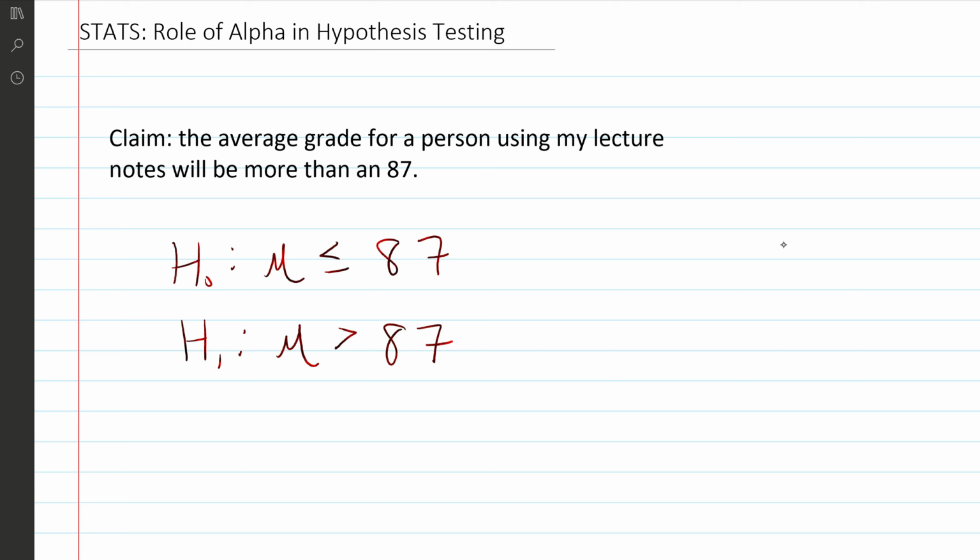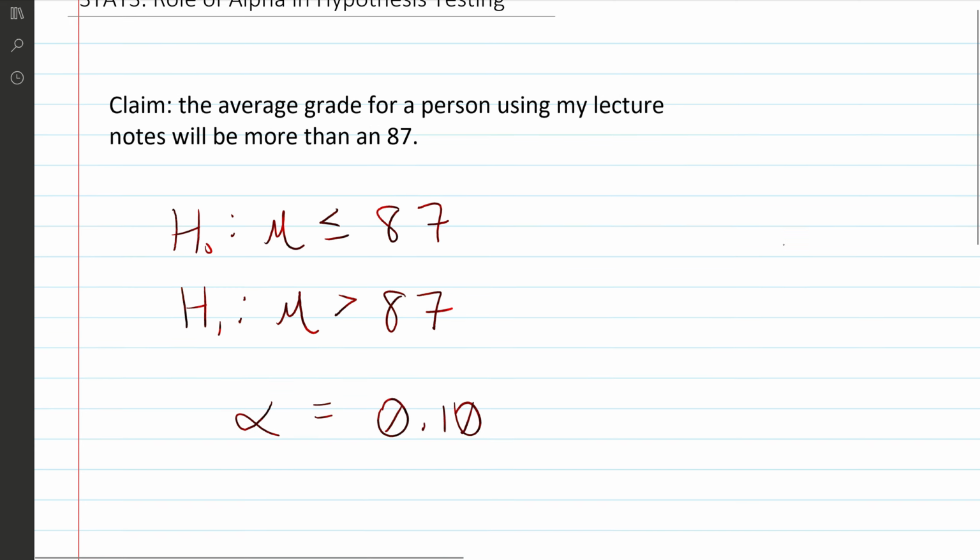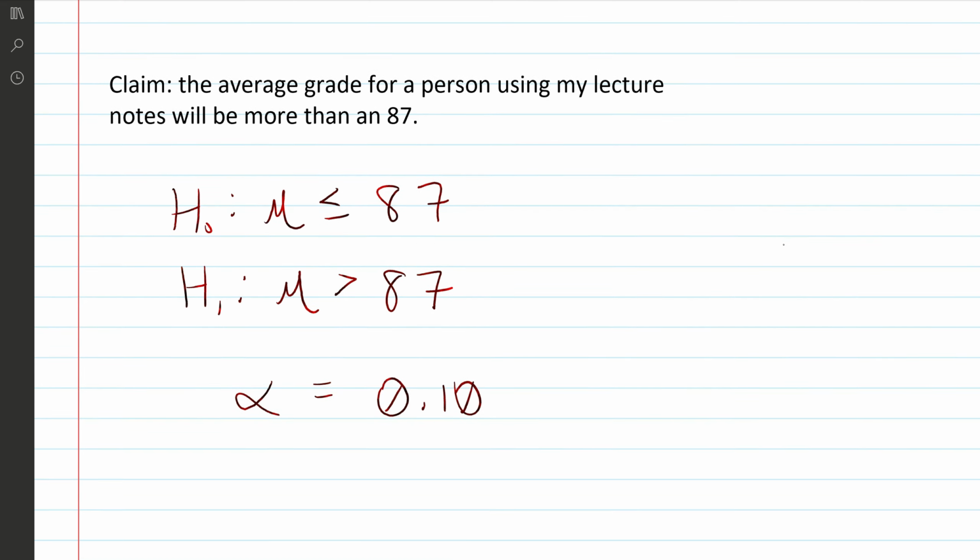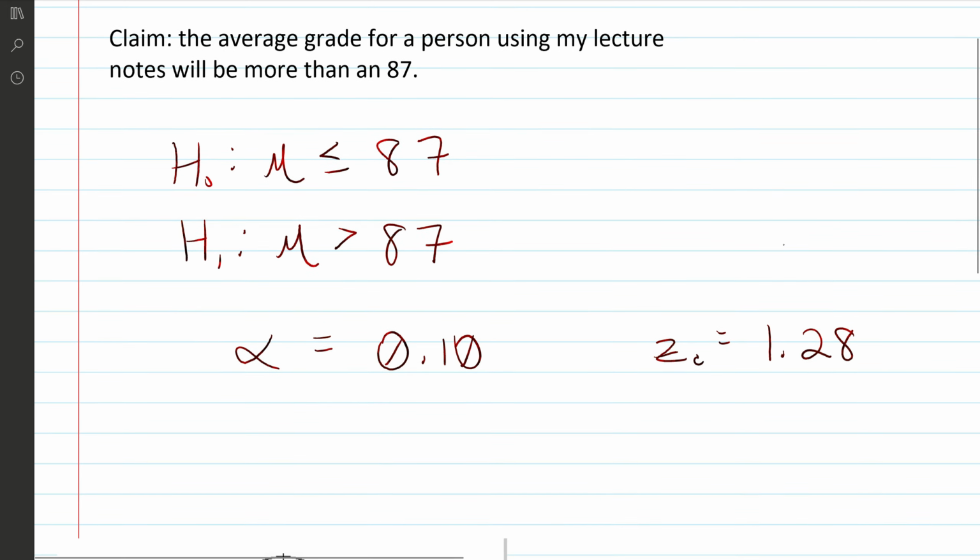I can do so by choosing a fairly high value for alpha. Say alpha for us would be 0.10. This corresponds to a critical z-score of 1.28, right? Because we're using the right tail of a one-tailed hypothesis test. So the critical z-score is 1.28.